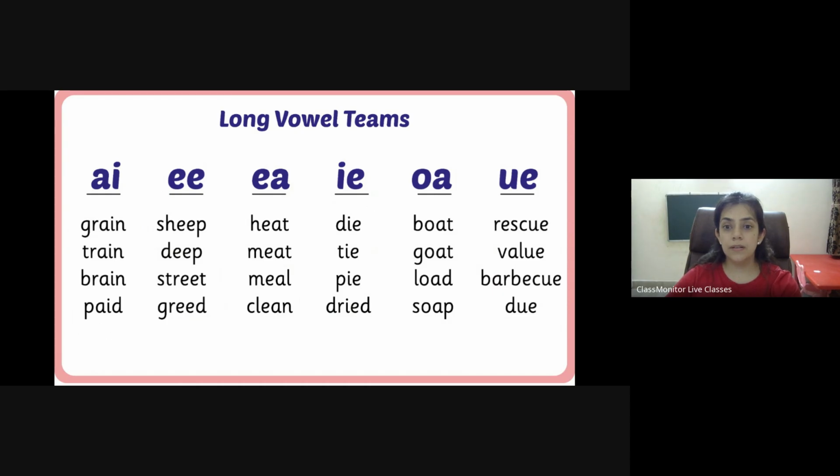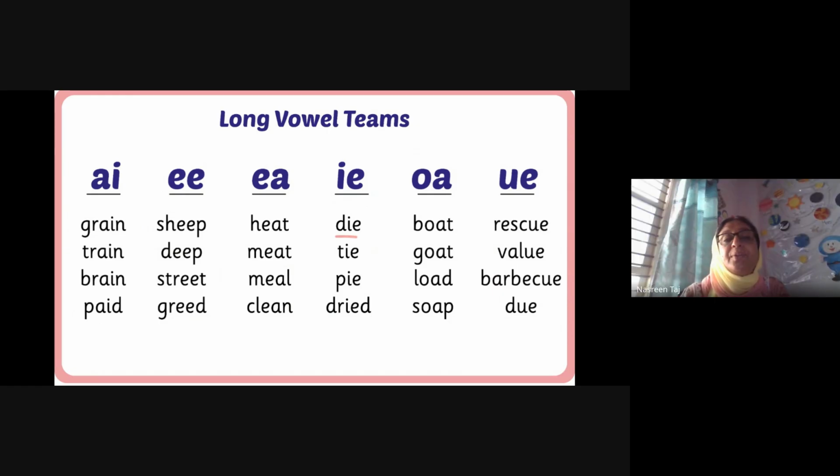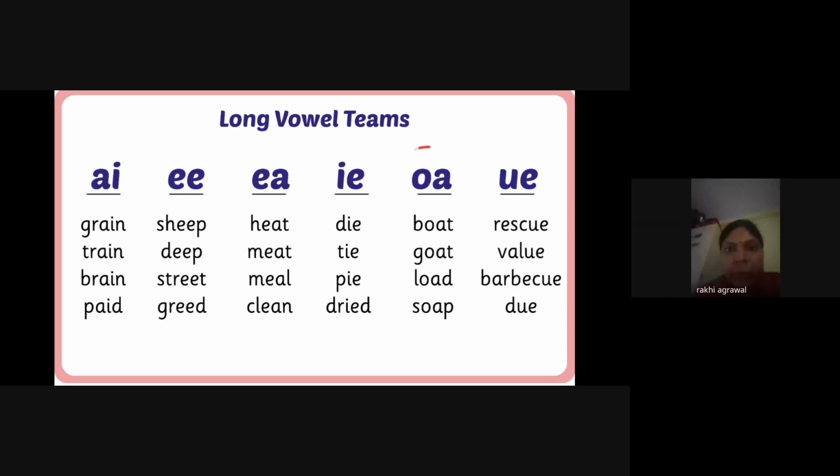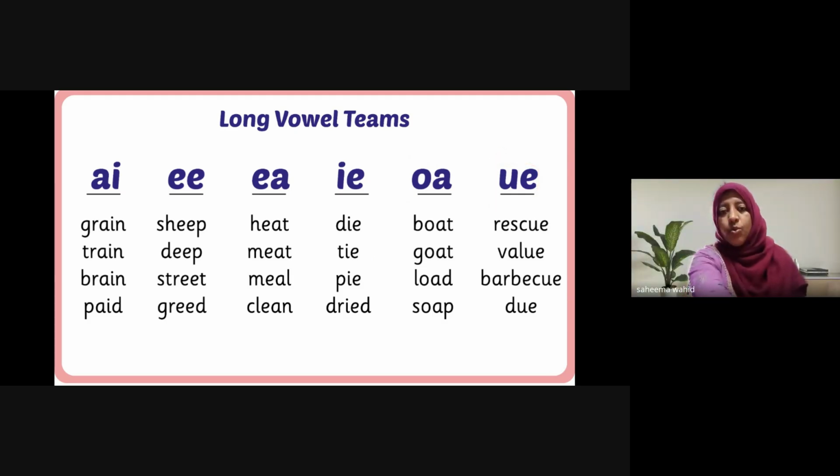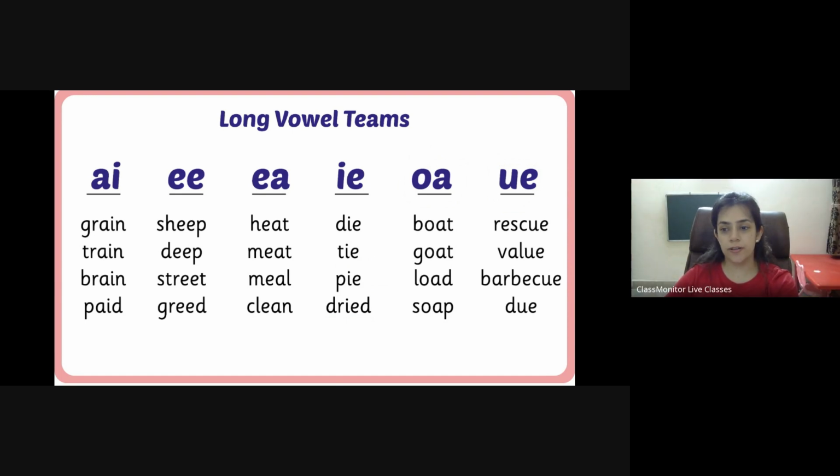Nasreen? Yes, ma'am. Let's read. I sound. Die, tie, pie, dry. Excellent. For OA, ma'am, it's boat, goat, load, soap. Nice. Long UE: rescue, value, barbecue, due. Excellent. Thank you so much, girls.